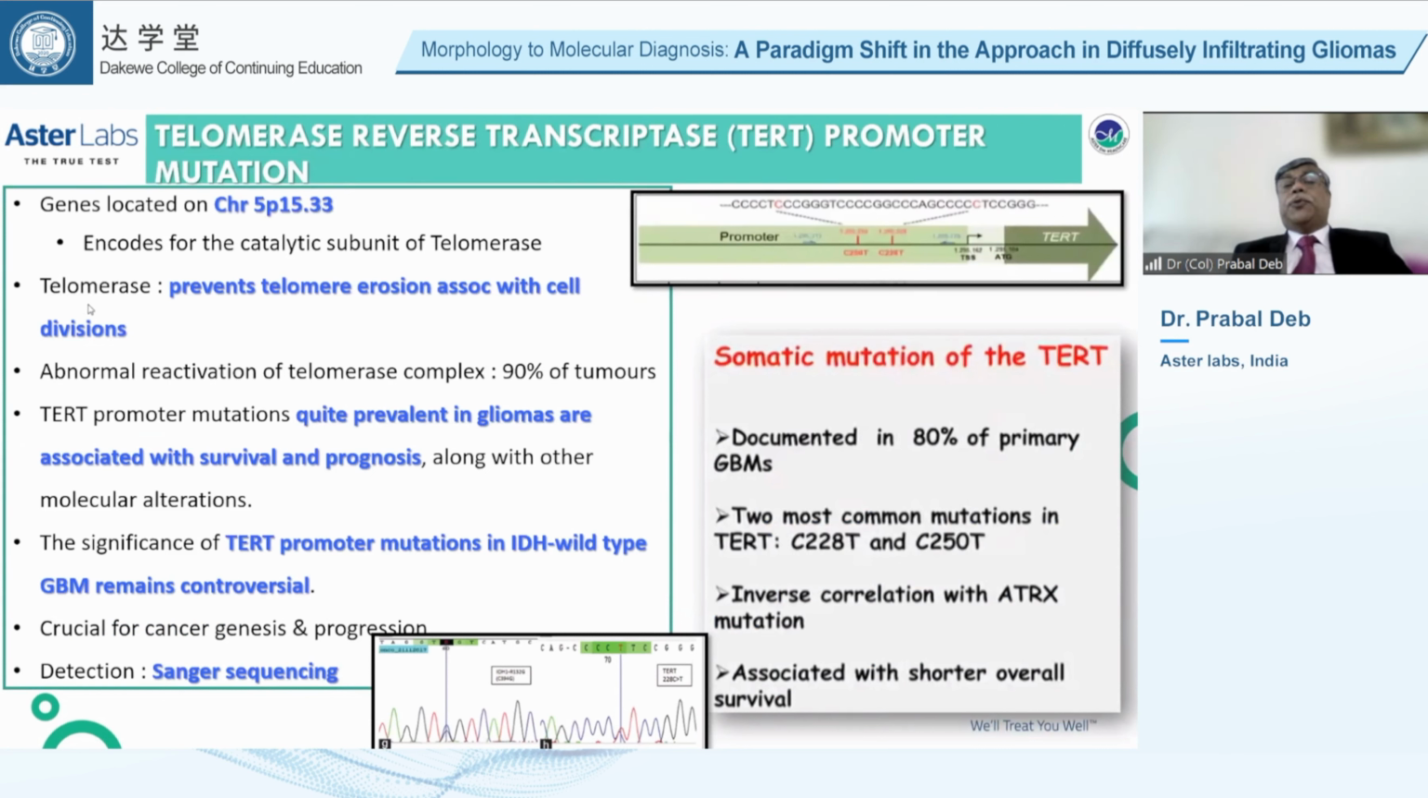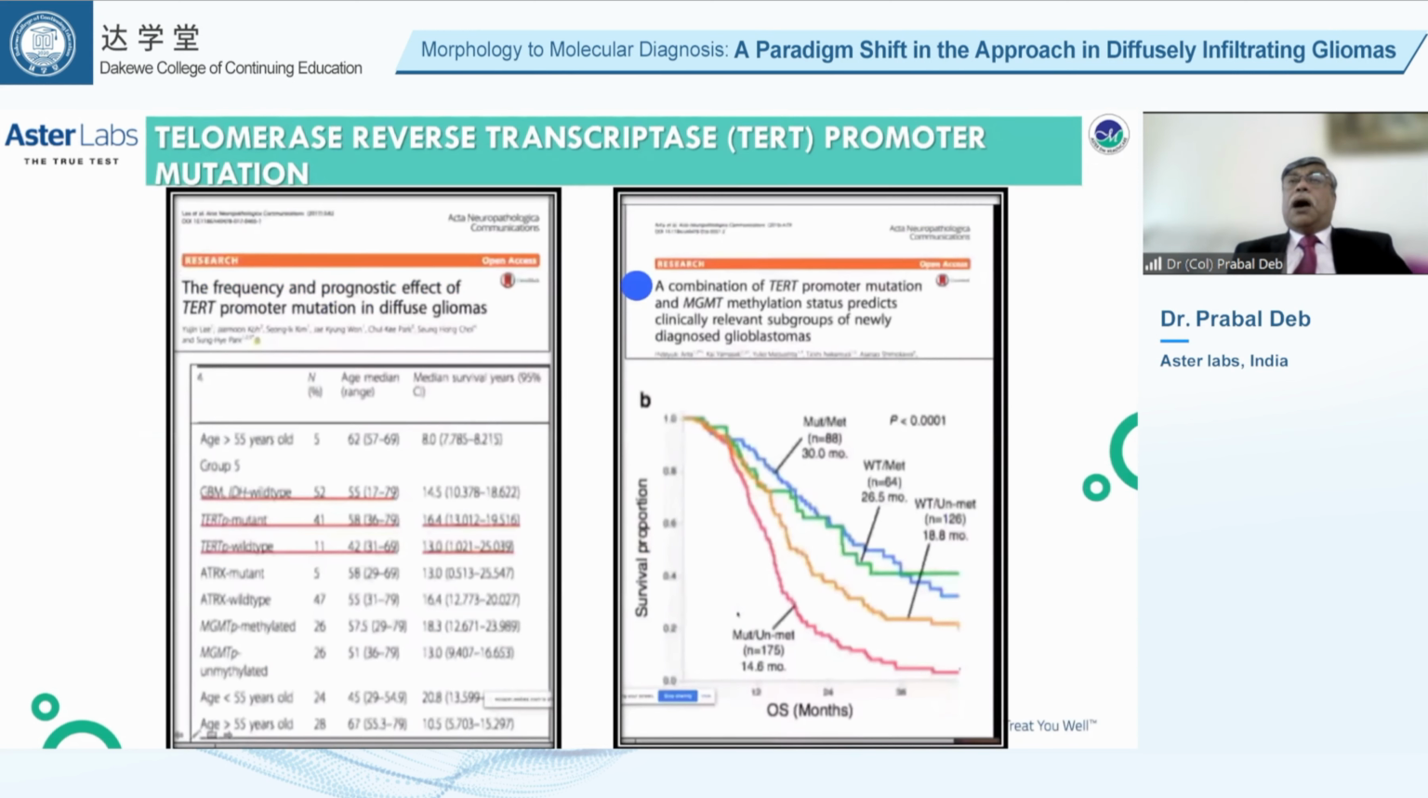The other marker which was recommended was TERT promoter mutation, which is located on chromosome 5p15.33. Telomerase, as we know, prevents telomere erosion associated with cell division. It was understood that these tumors, which are detected using Sanger sequencing, were associated with shorter overall survival and were documented in about 80% of primary GBM. And that is where it was understood that this is a very important marker for molecularly labeling a tumor as a glioblastoma.